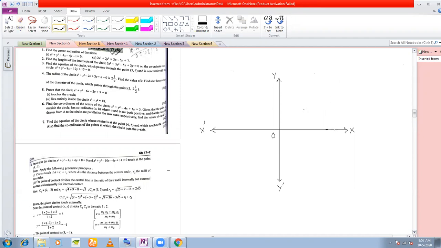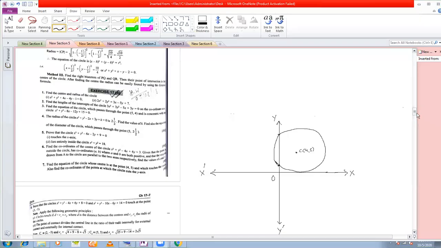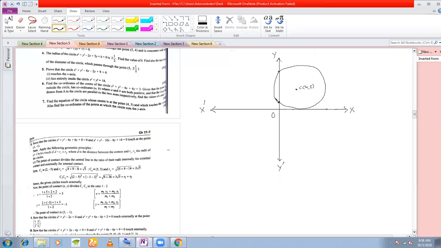My screen became blank. Log out, log in once again. The circle will look something like this with center 4, 5. It touches the x-axis and intersects the y-axis at say points A and B. The question here is to find the coordinates of the point at which it cuts the y-axis. That means you need to find the coordinates of A and B.